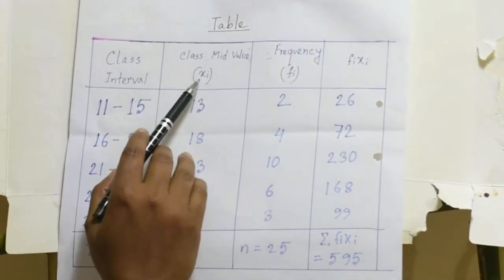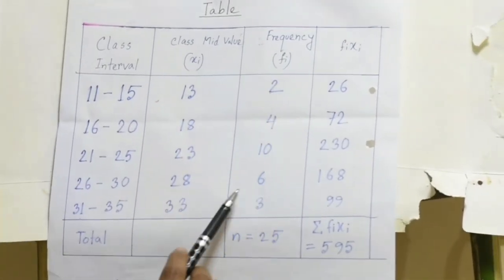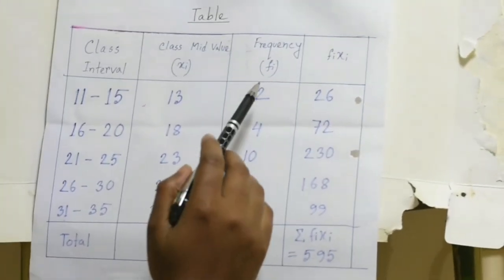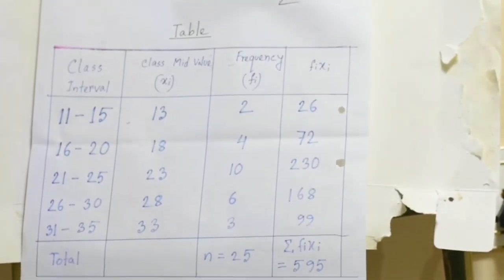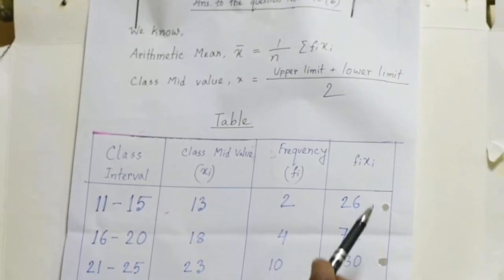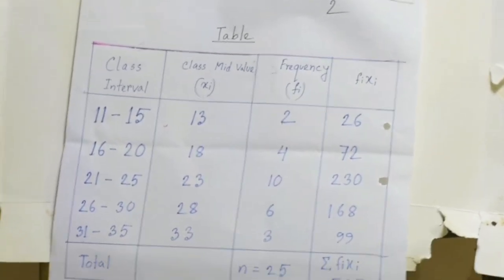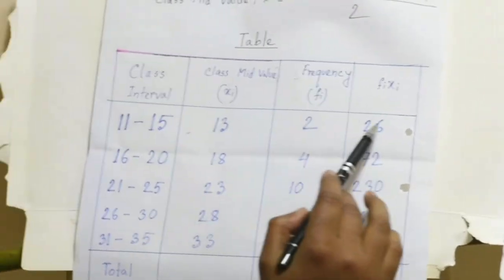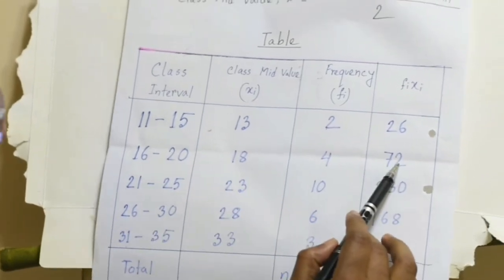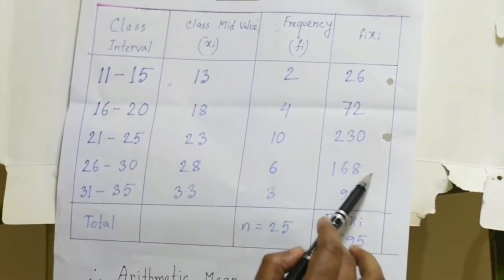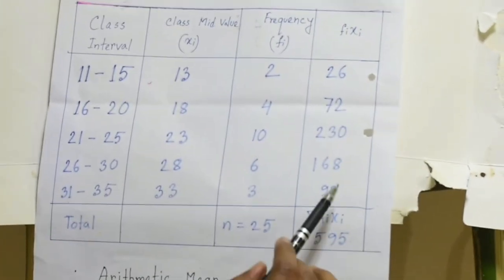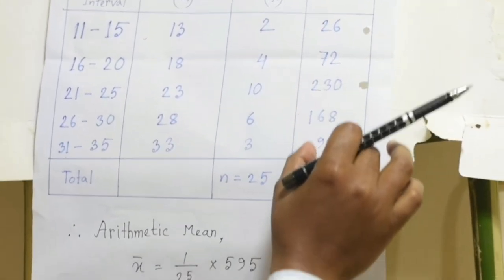and we make a new column. As a result, we obtain xi, and we have fi. If we multiply fi and xi, then we get fi xi. What is fi xi? fi xi is nothing but the product of fi and xi. So 2 into 13 equals 26, 4 into 18 equals 72, 10 into 23 equals 230, 6 into 28 equals 168, 3 into 33 equals 99. So we get a new column.